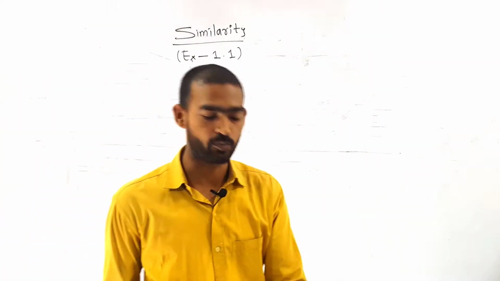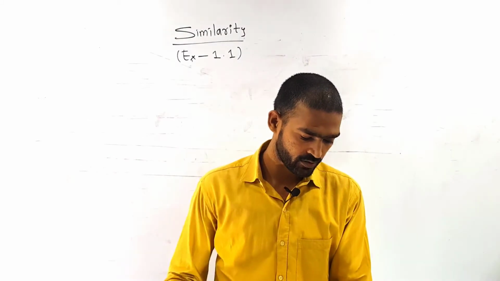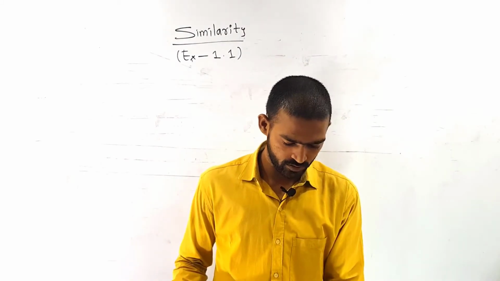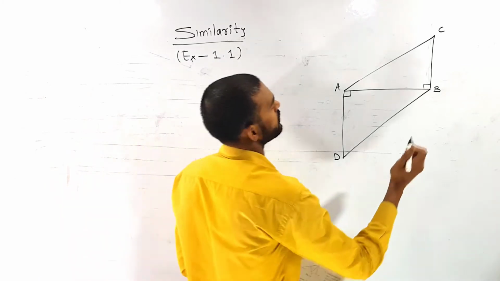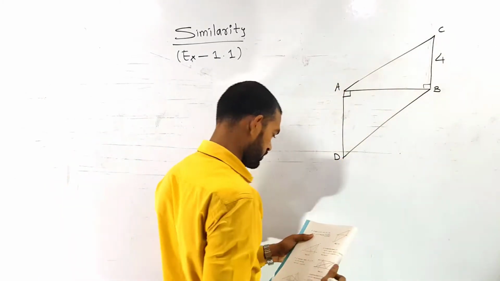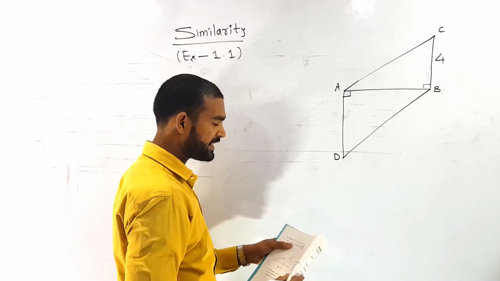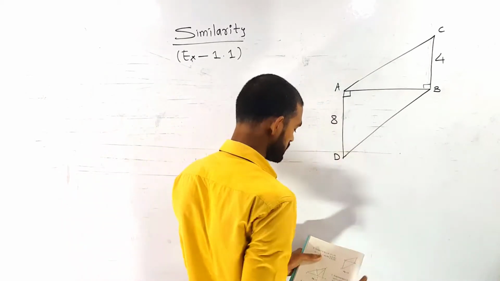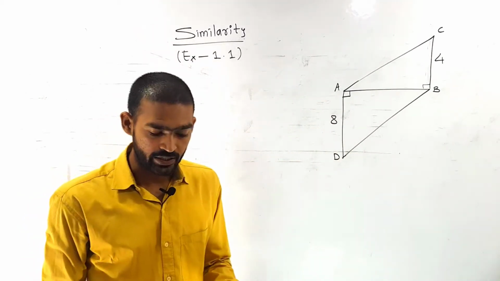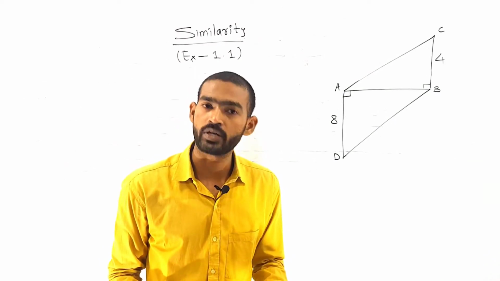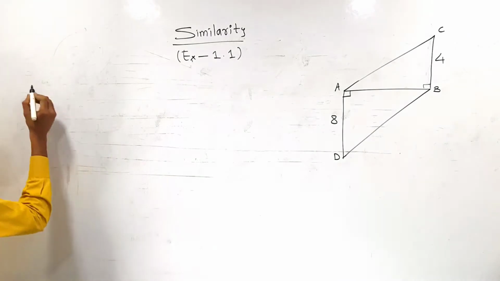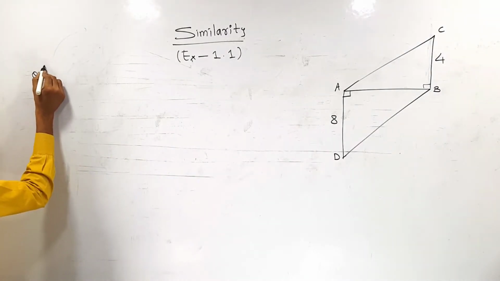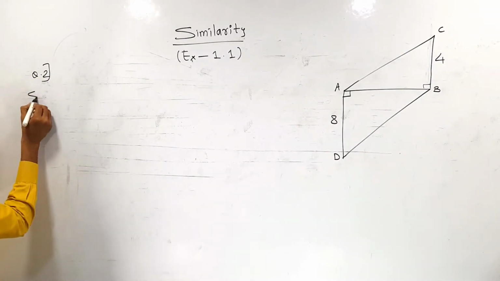the question of your textbook, question number 2 is, a figure is given, here given, BC is 4 and AD is 8. And we need to find ratio of two triangles ABC and ADB. So it is your question number 2. Let us do solution.